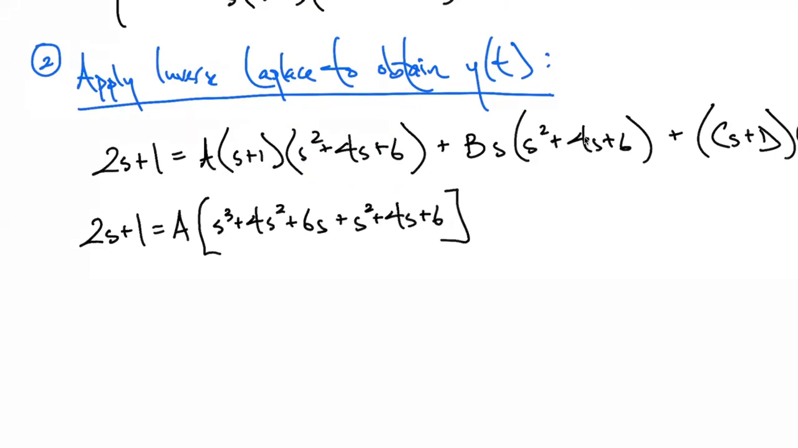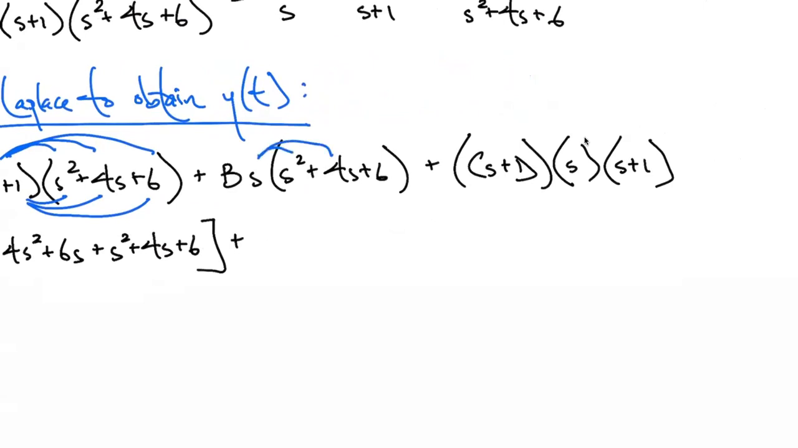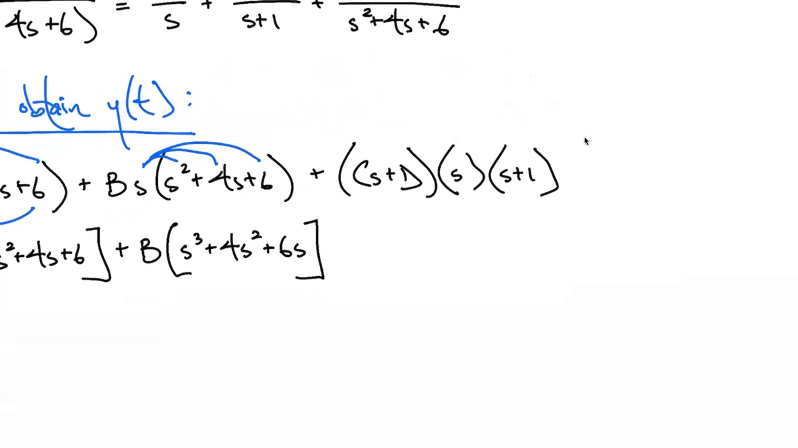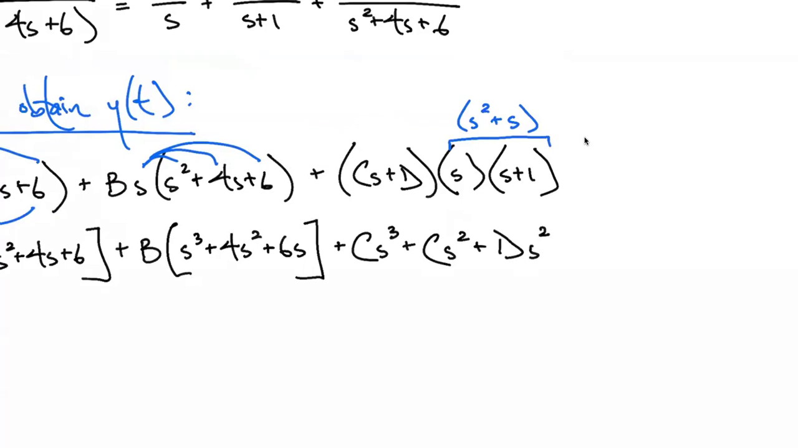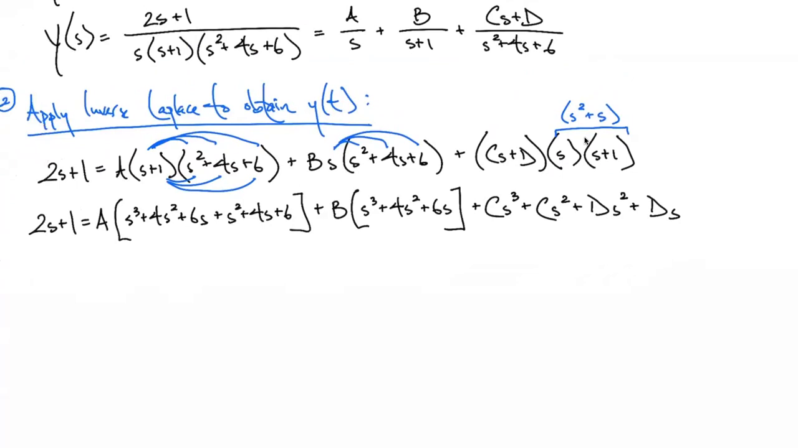All right, so all I've done is multiply and distribute over here. I'm going to do the same thing with the b term, so this s is going to distribute into all of those. And so we'll have b times s cubed plus 4s squared plus 6s. Then we'll do the same thing over here, where I'm going to say this is s squared plus s, and then I'm going to FOIL out what we have here. Okay, so plus cs cubed plus cs squared plus ds squared plus ds. And now I'm going to distribute the a into the first one, and distribute the b into the second one.